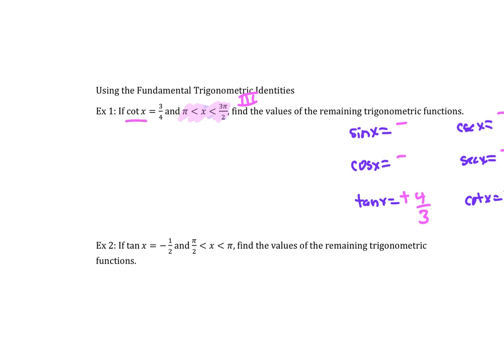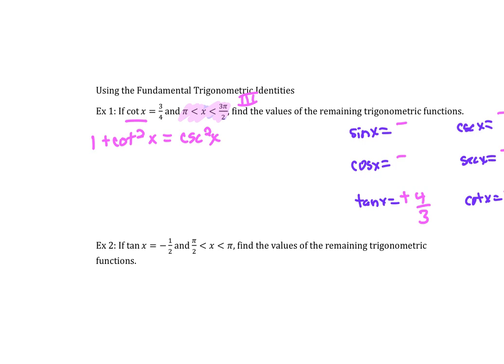We're given something about a cotangent. Whose identity, Sophia's or Ben's or Alice's, has something to do with cotangent? It's Alice's, yes. And Alice, your identity says what? 1 plus cotangent squared x equals cosecant squared x. So we're going to use Alice's identity, and we're going to plug in what we know, and then we're going to be able to figure out what cosecant is, and guess what? From there, that means we can figure out what sine is too, because we know reciprocals.